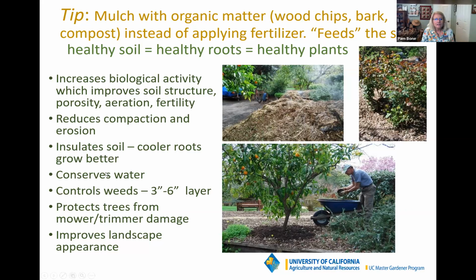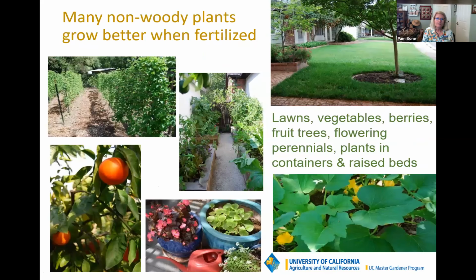So you want to control weeds then of your annuals. You'll get rid of all your annuals that way. So you don't have to worry about spotted spurge or purslane or annual bluegrass. It's going to protect trees from mower and trimmer damage. Oh my gosh, how many people want to get within a half inch of the trunk and then they slice off the trunk? And it improves the landscape appearance.